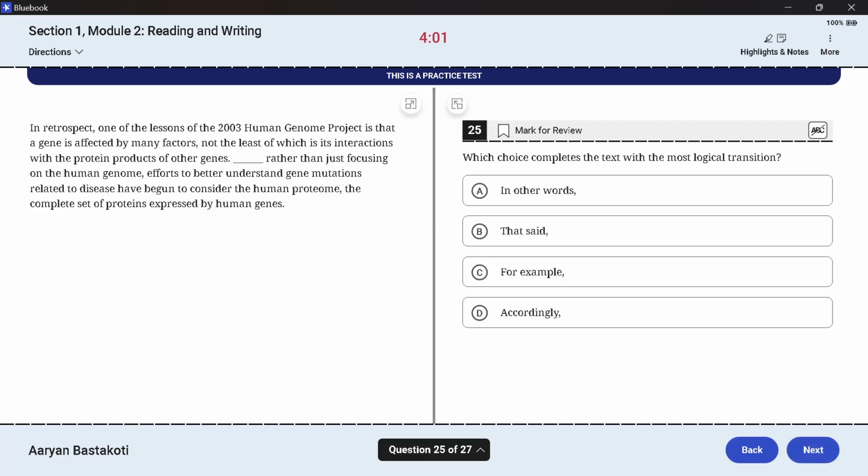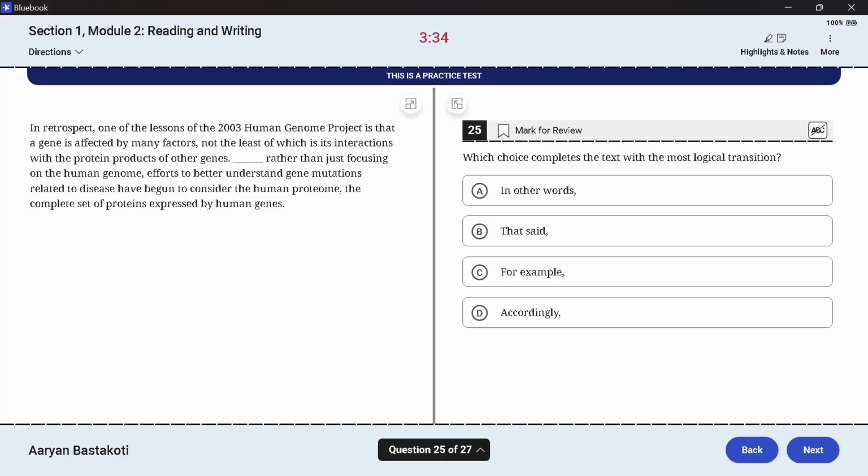In retrospect, one of the lessons of the 2003 Human Genome Project is that a gene is affected by many factors, not the least of which is its interactions with the protein products of other genes. Rather than just focusing on the human genome, efforts to better understand gene mutations related to diseases have begun to consider the human proteome, the complete set of proteins expressed by human genes.